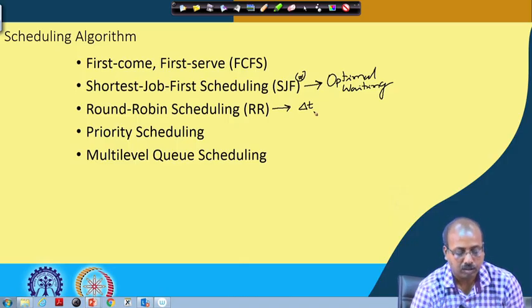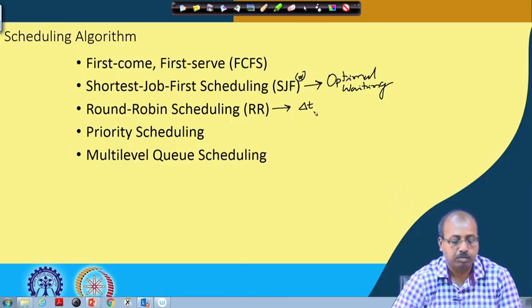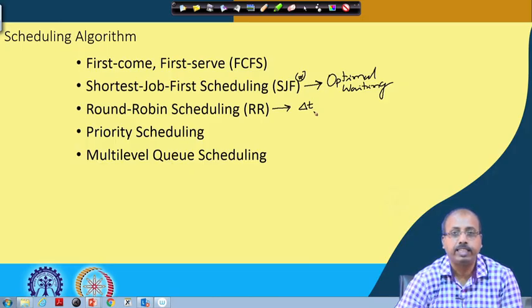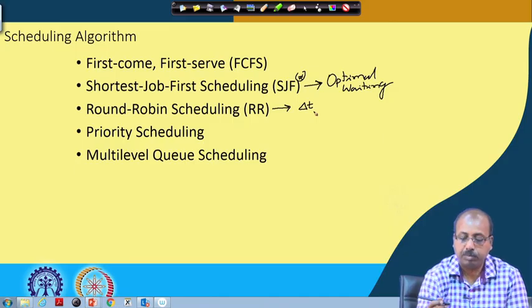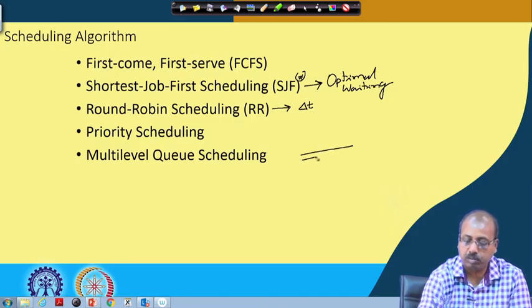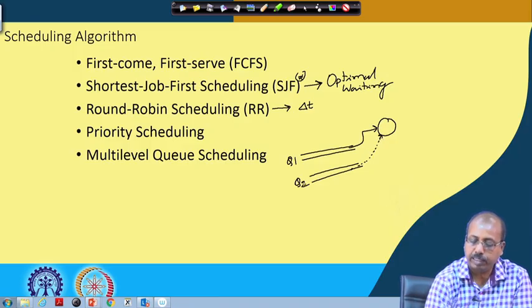Then there is a combination of these policies, where we have several levels of queues. Normally we have a single ready queue in a system, but instead we can think of multiple ready queues. Say this is queue 1 and this is queue 2. The CPU will first take jobs from queue 1 only, and if queue 1 is empty, only then will jobs be taken from queue 2. That way, the jobs of queue 2 are of lower priority than the jobs of queue 1.